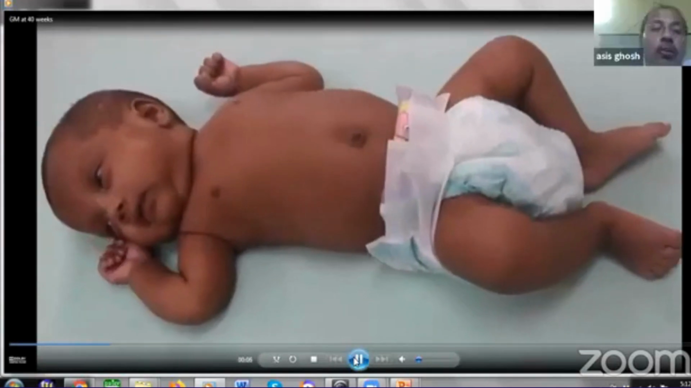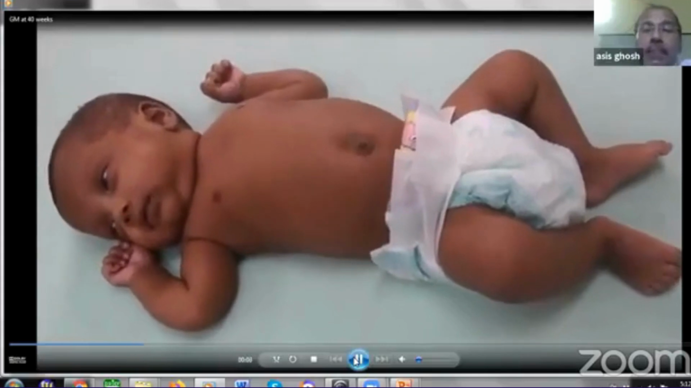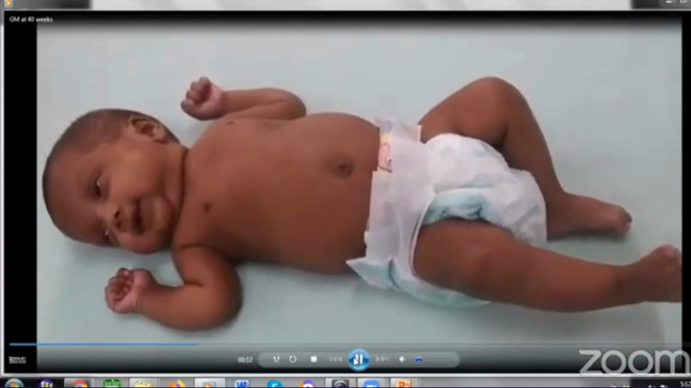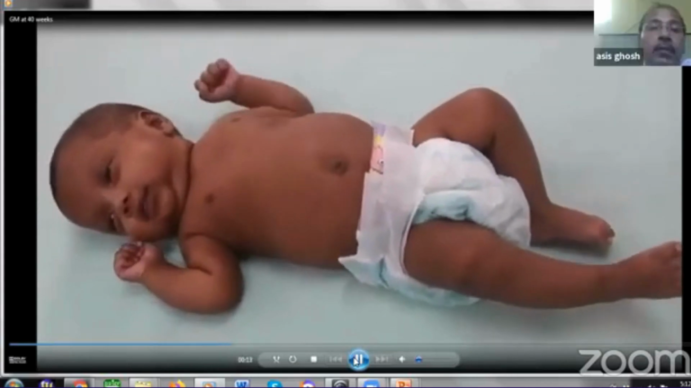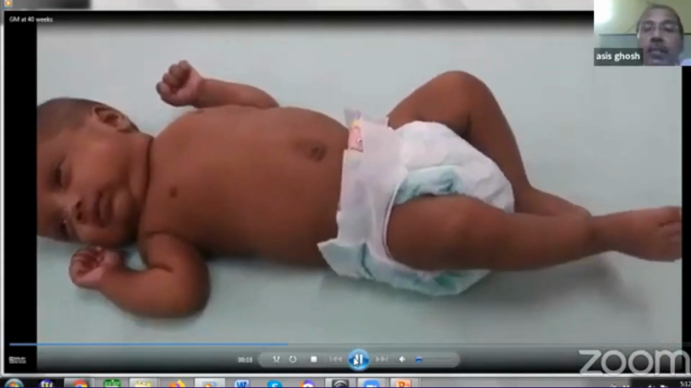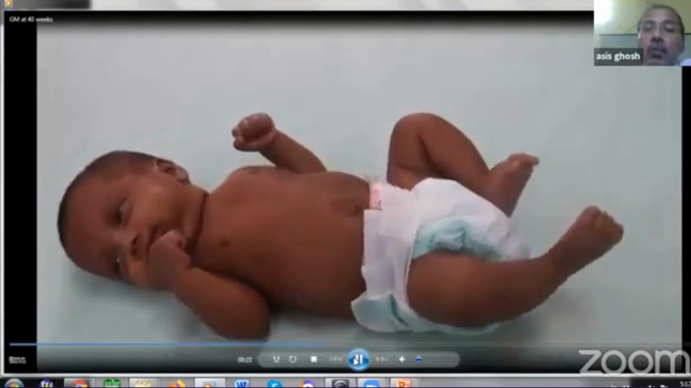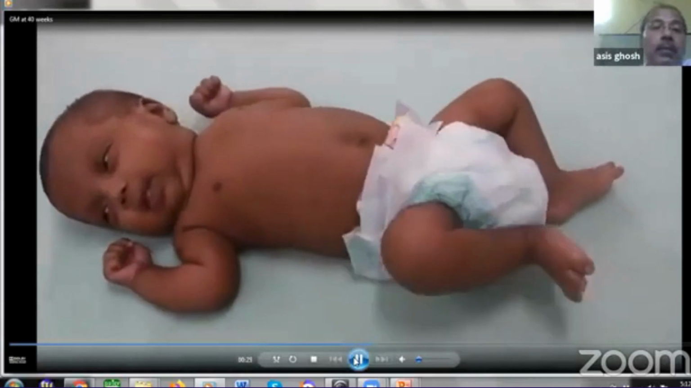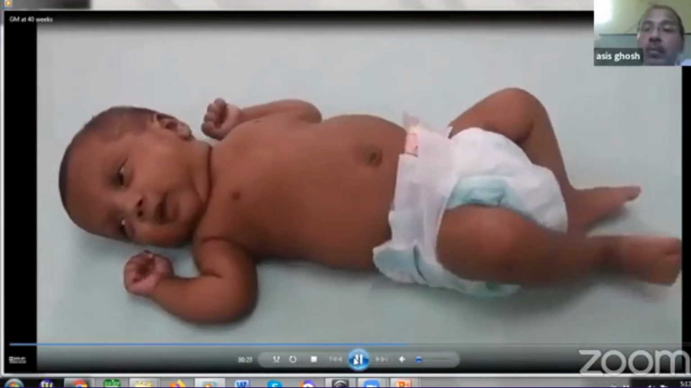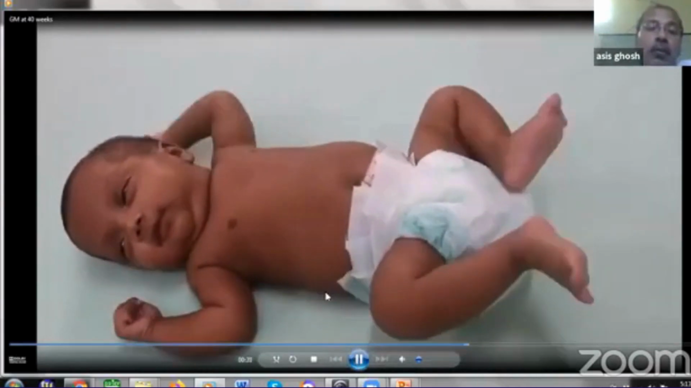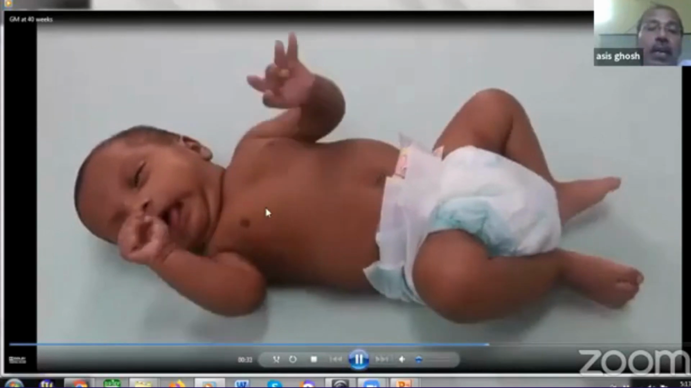You can see a lot of variability, but as the child has come to term age, 40 weeks, the speed is moderate, amplitude is less, but you can see a lot of variability in the quality of movements, opening of hands, movements of feet. And this involves the trunk.